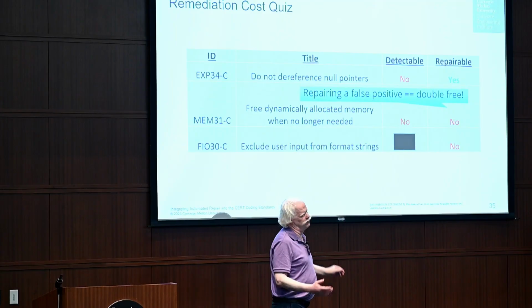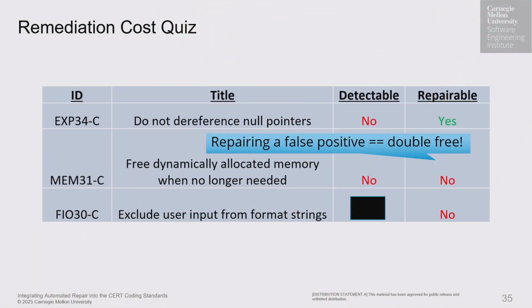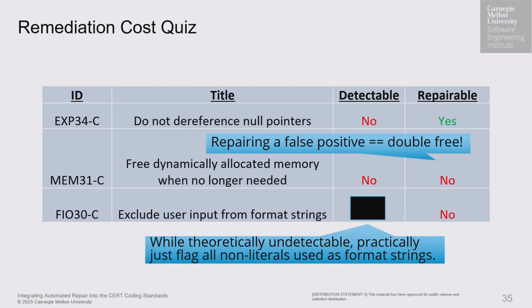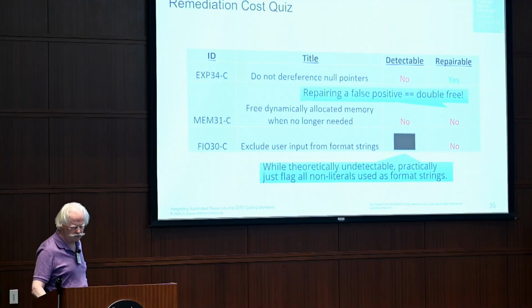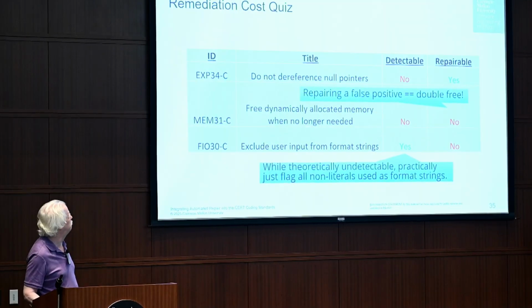Exclude user input from format strings. Format strings, these are functions like printf, typically have string literals. And while you can pass in something that's not a string literal, it's done so rarely that I would simply say, if you're passing something that's not a string literal, then I would just go ahead and flag that as a true positive of this rule. So anyone care to suggest whether this is detectable or not? All right, well, it is detectable by that argument.